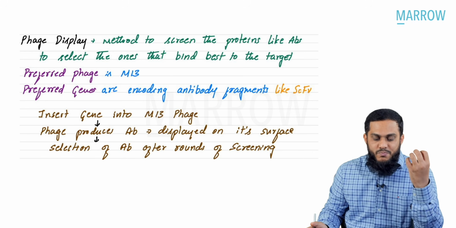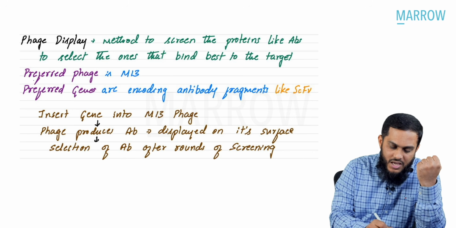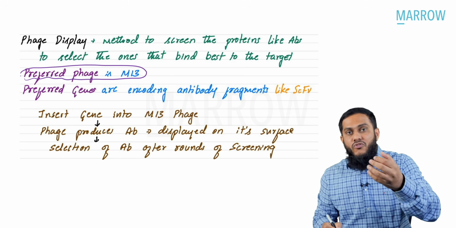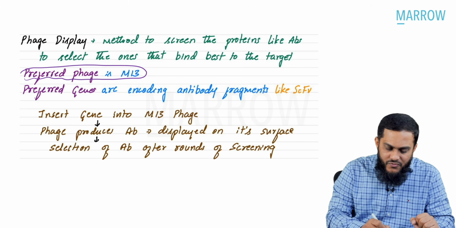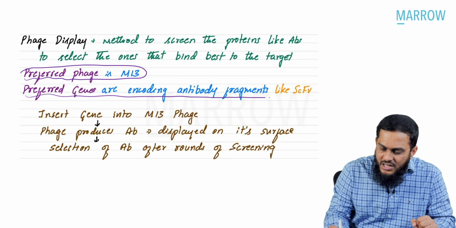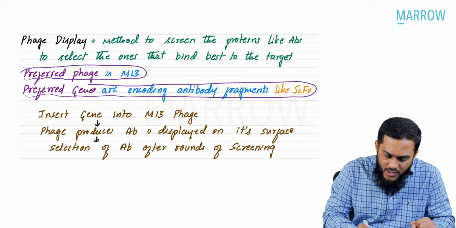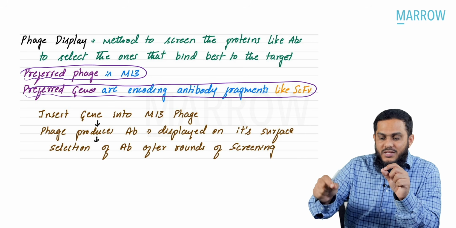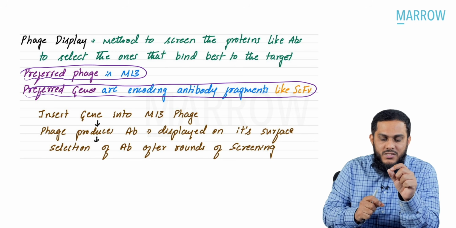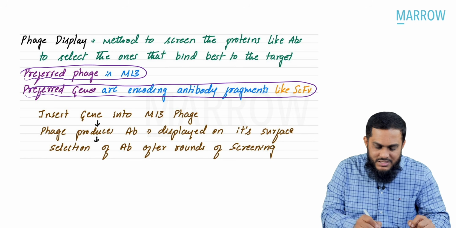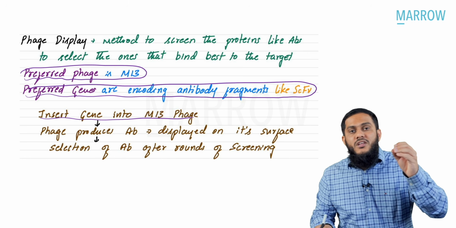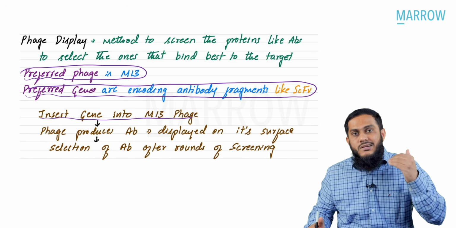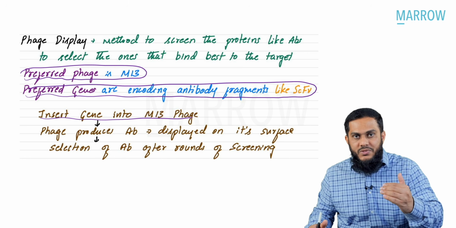Now we take this bacteriophage. Which bacteriophage do we take? M13. See here, the preferred phage is M13. The M13 bacteriophage is taken, and the preferred genes are those encoding antibody fragments like SCFV. We take the genes that encode antibody fragments and insert them into the M13 phage.